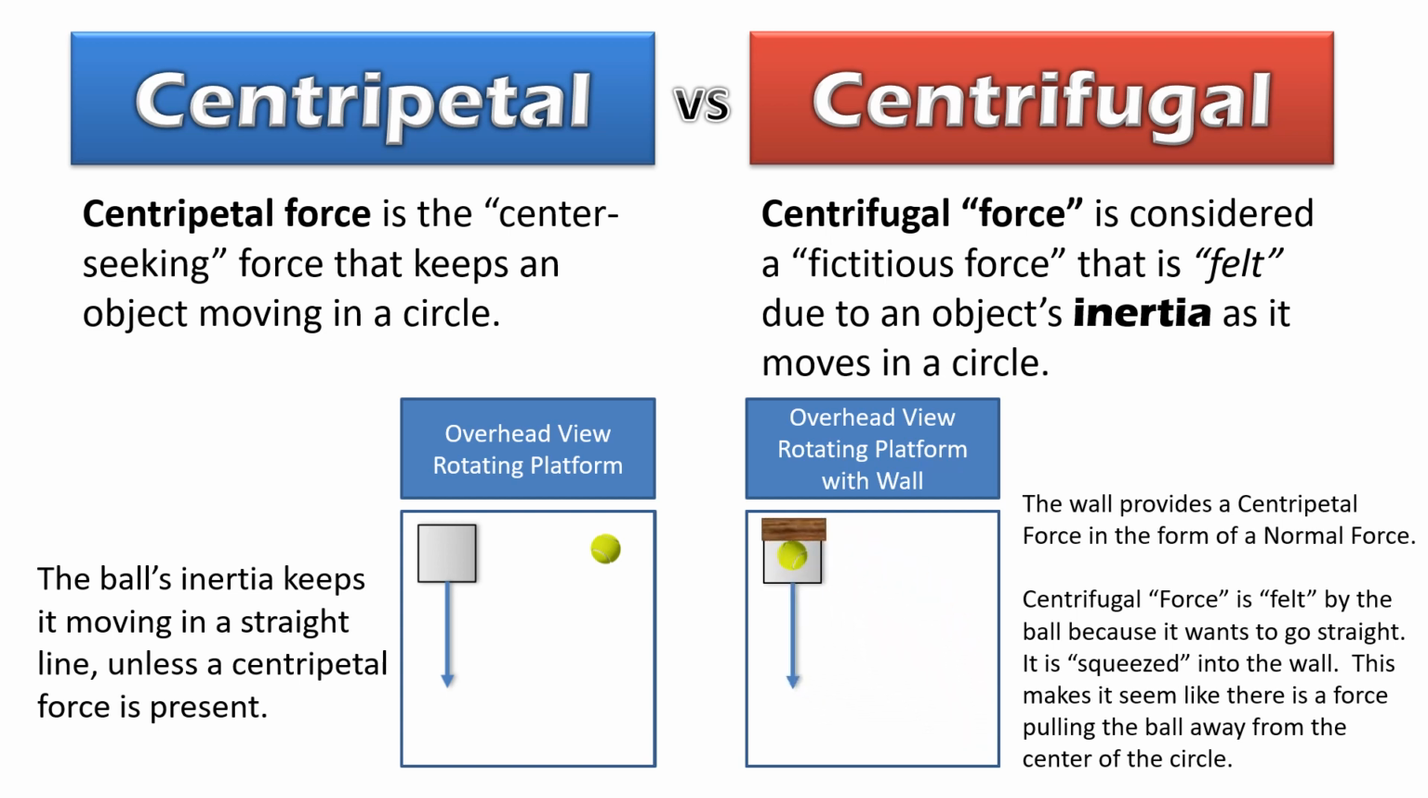And it says the centrifugal force is felt by the ball because it wants to go straight. It is squeezed into the wall. This makes it seem like there is a force pulling the ball away from the center of the circle. Now you might be saying to yourself, Mr. Nangle, this is a very weird situation. Why is there this floating platform with a piece of wood and a tennis ball? You've experienced this before.